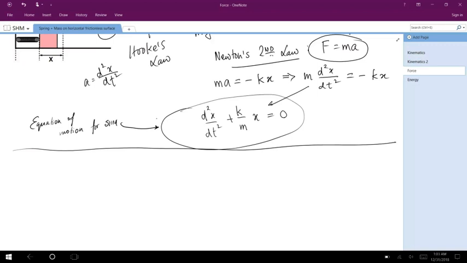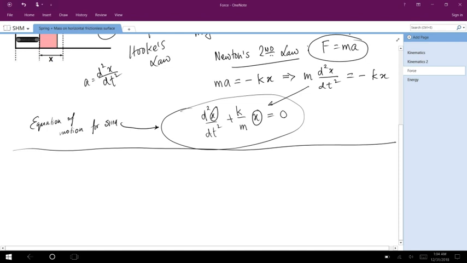So one can rewrite this equation, m d²x/dt² equals negative k times x, in a slightly different form, which we have done over here. So our new equation looks like d²x/dt² plus k over m times x equals 0. Oftentimes this is referred to as the equation of motion for a typical SHM. And essentially what we are after is to find this x.